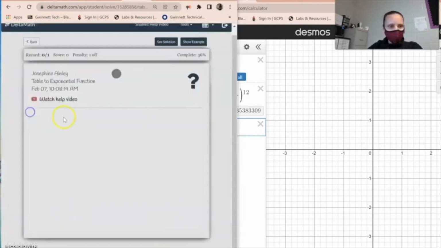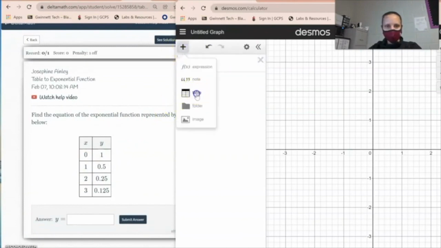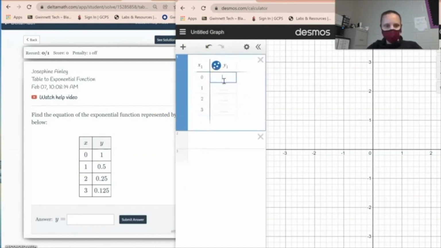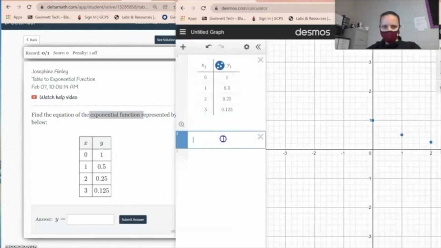All right, then you're going to go to table to exponential. So again, you're going to put in the table. So your plus sign, insert the table, literally type it in, 0, 1, 2, and 3. Type in the y values, 1, 0.5, 0.25, and 0.125. And we just use this same formula right here, y equals ab^x for exponential. So everything exponential, here's the exponential formula. So that's what I'm going to put here.